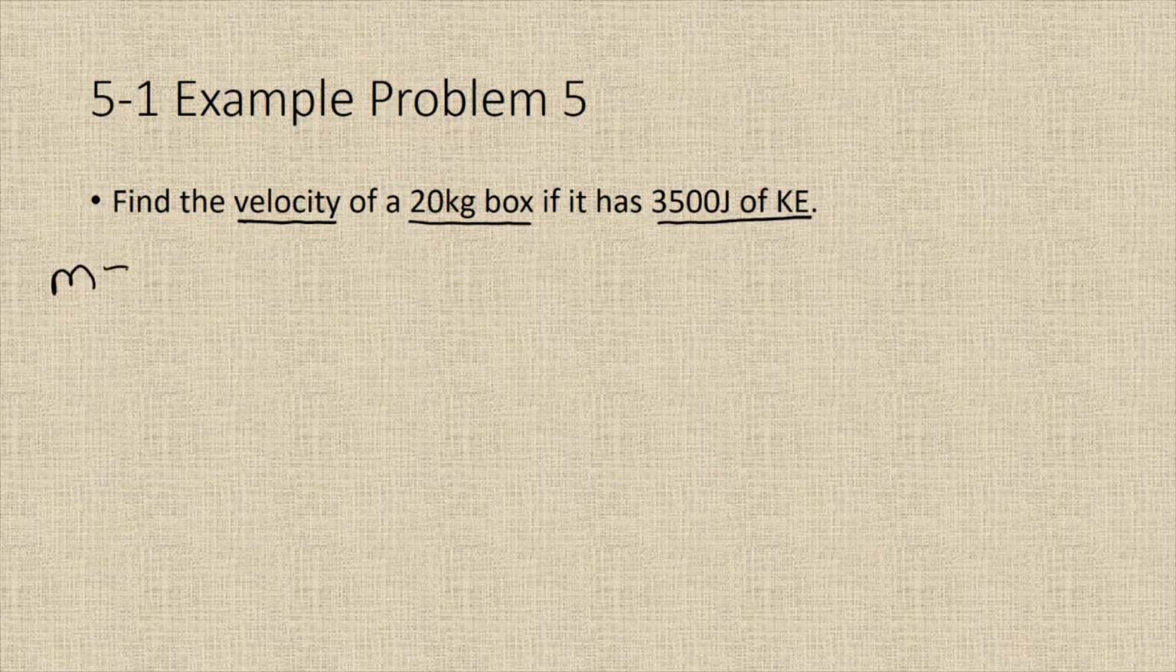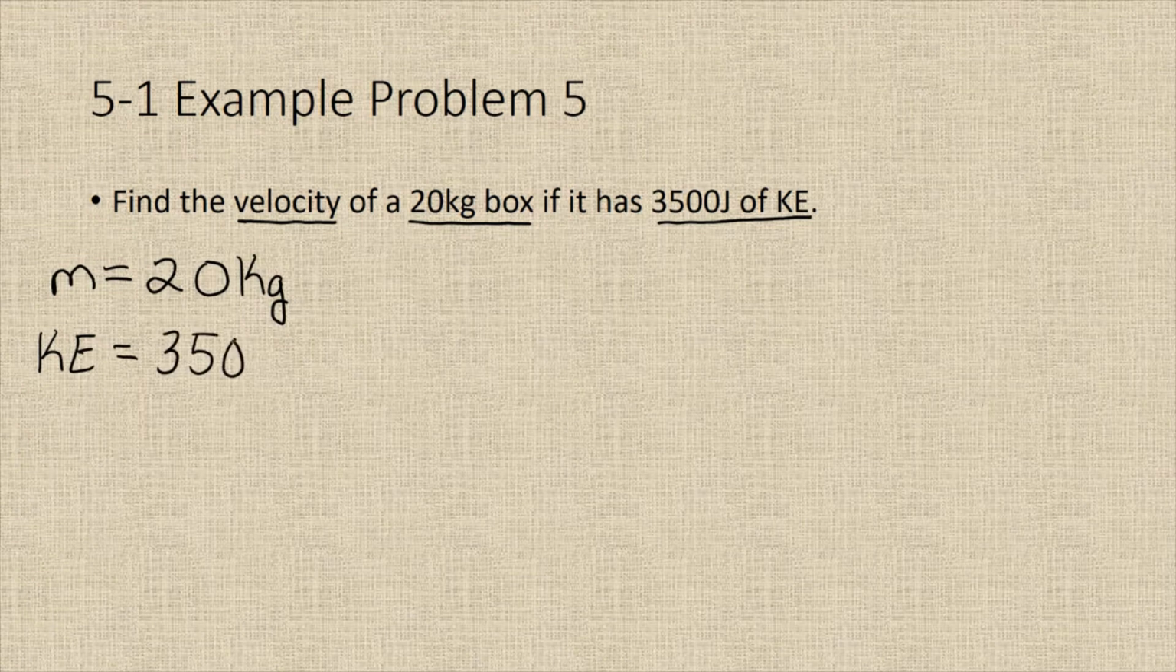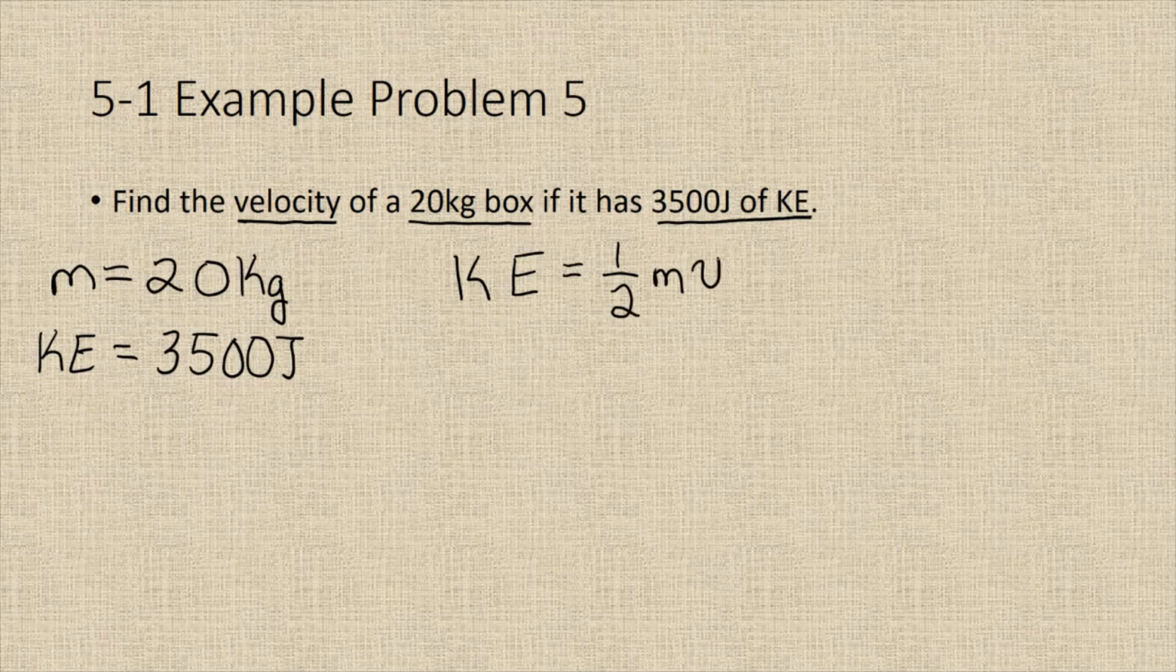So we know the mass is 20 kilograms. There's really no question about which form of energy we have. That's explicitly stated for us as being 3,500 joules of kinetic energy. Now, the challenge in this problem is actually more in solving out the equation for the velocity. This equation's a little bit more complicated to rearrange.